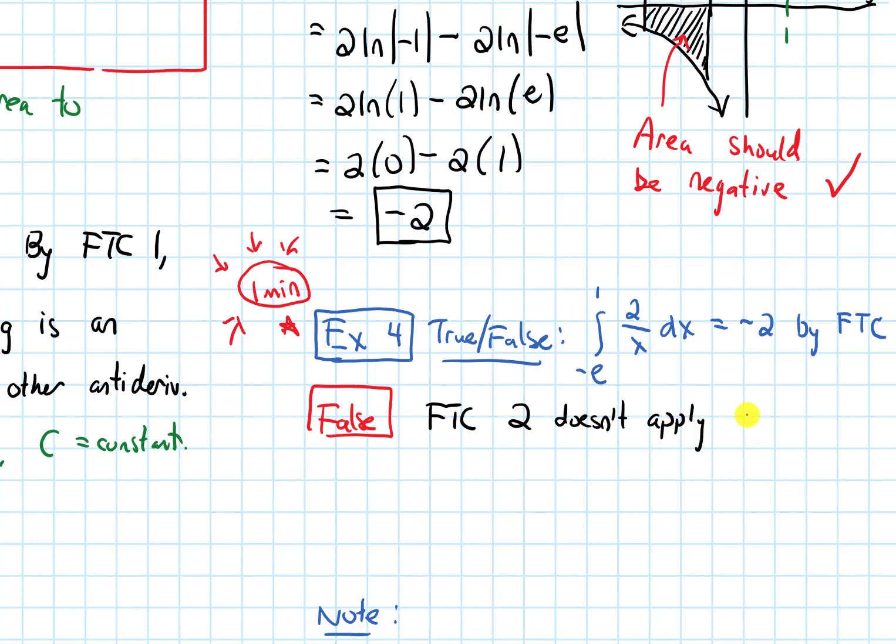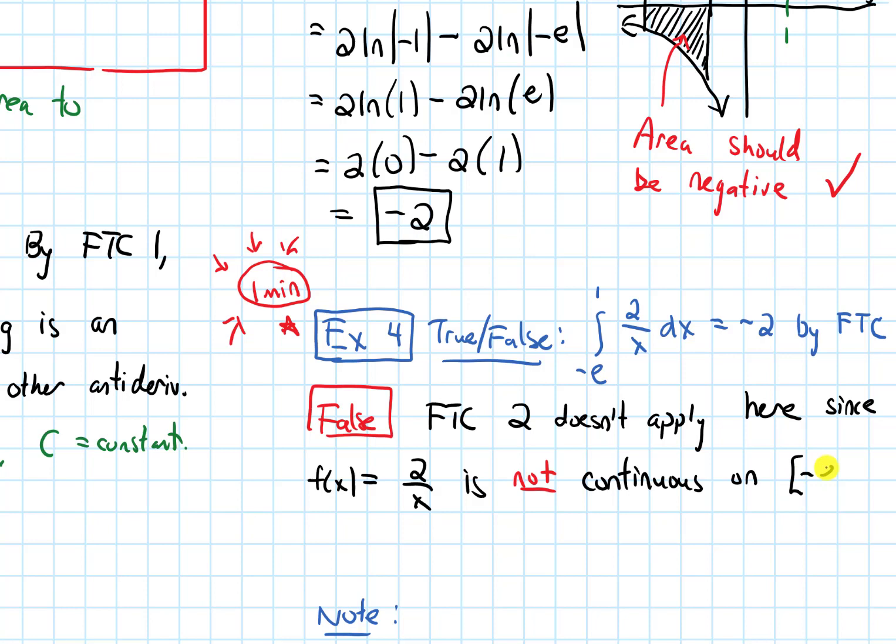It doesn't apply here, since f of x equals 2 over x is not continuous on our interval from negative e to positive 1, because it is discontinuous at x equals 0.